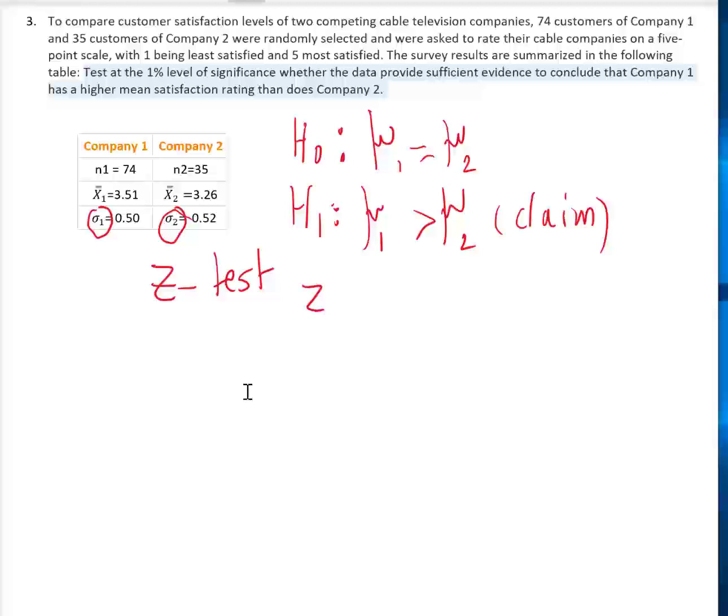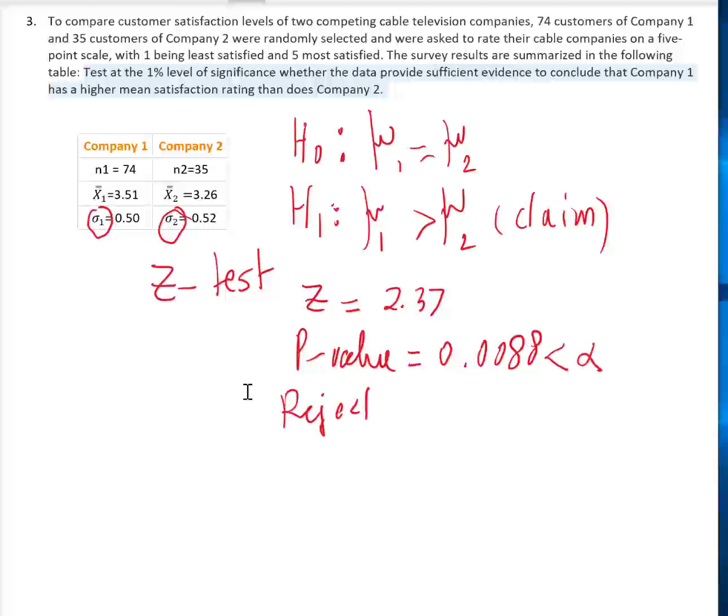Z equals 2.37. P-value is 0.0088, which is of course very small, less than alpha. We reject H0. When you guys reject H0 and the claim is in H1, you support the claim. So you're right, there is enough evidence.